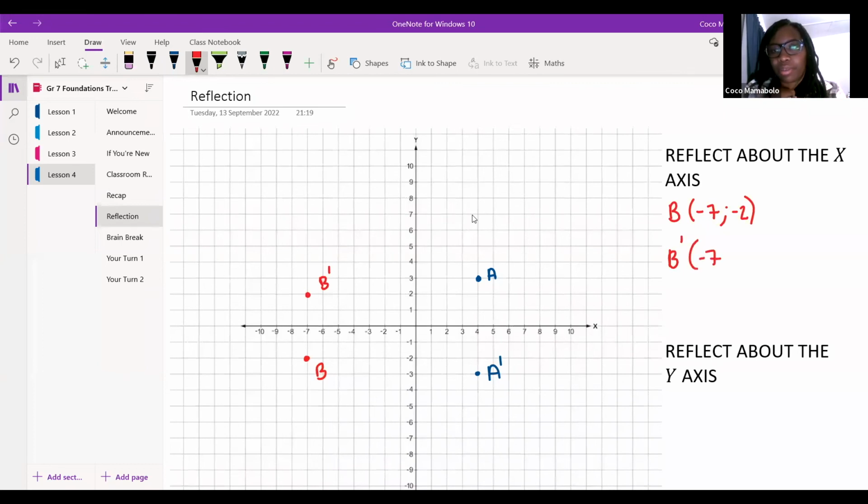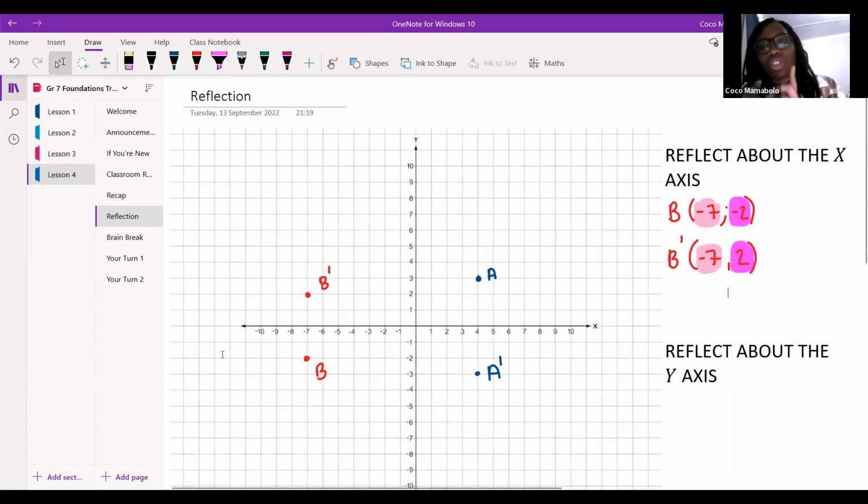B prime is -7 and 2. And Mivuyo, because your hand is up, I need you to tell me, what do we notice that's the same? And what do you notice that's different? Ma'am, the X values are the same. Good. The X values are the same. And what else? What do we notice about the Y value? The Y values are not the same. It is negative and positive. Good. The one is -2 and the other is +2. Okay. Now, well done, Mivuyo.